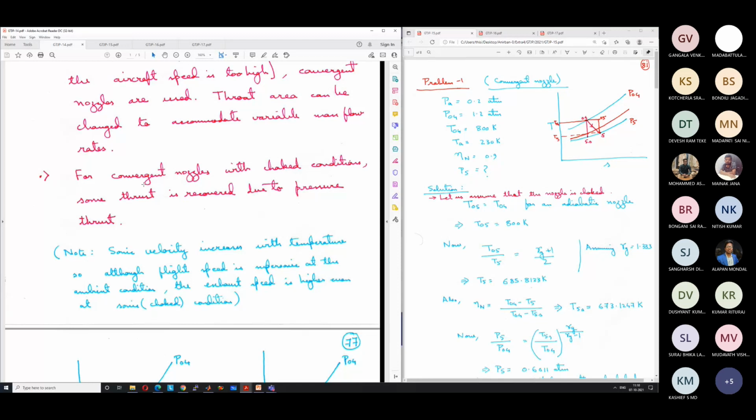As a result, there is a pressure difference between the exit of the nozzle and the outside ambient pressure. This leads to some additional thrust, which is known as the pressure thrust. Because we are unable to expand the fluid up to the atmospheric pressure, there is some loss in momentum thrust. Some of it is recovered as pressure thrust, but not all of it. And we have discussed all this in the previous class.